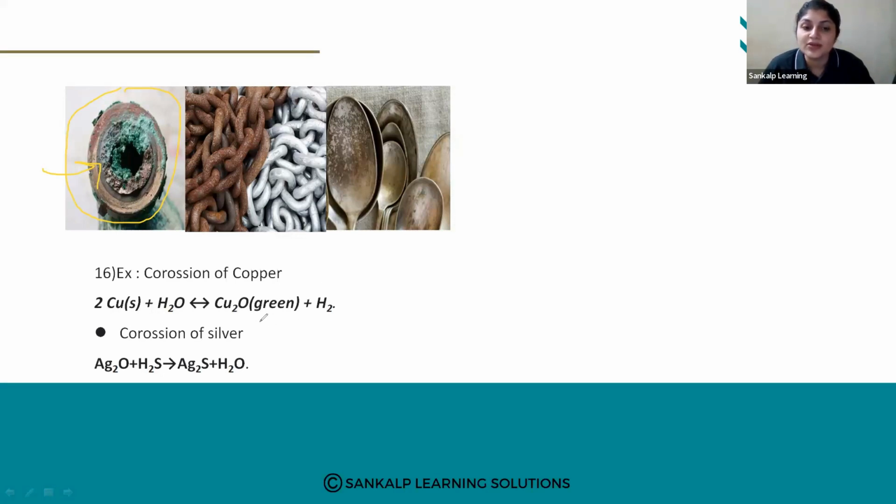So this is cuprous oxide, so it becomes green in color. So this leads to the corrosion of copper.